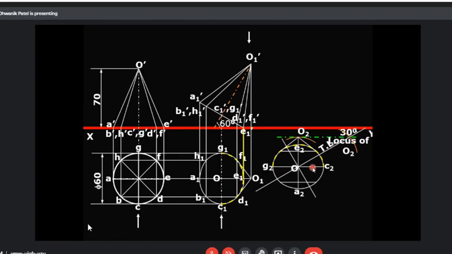So whenever you solve a problem, just remember: if the apex is nearer to the vertical plane, it means the apex should be nearer to the XY plane. And second, if the apex is far away from the vertical plane, it means the apex should be far away from the XY line.